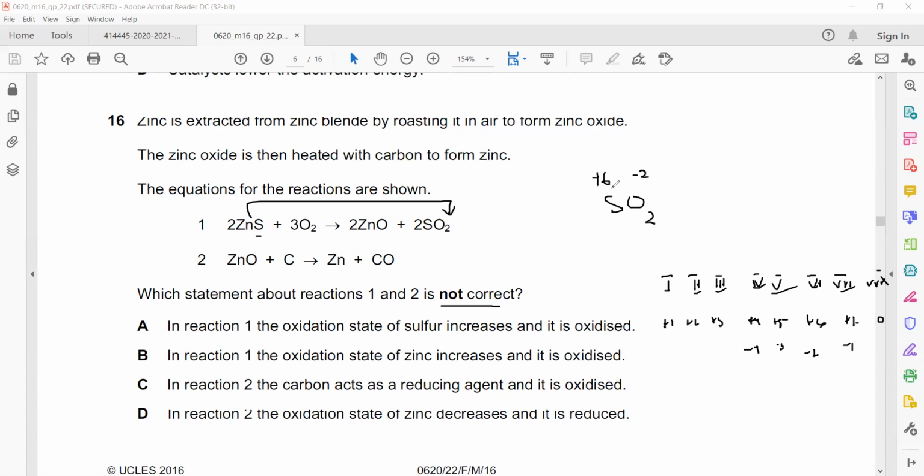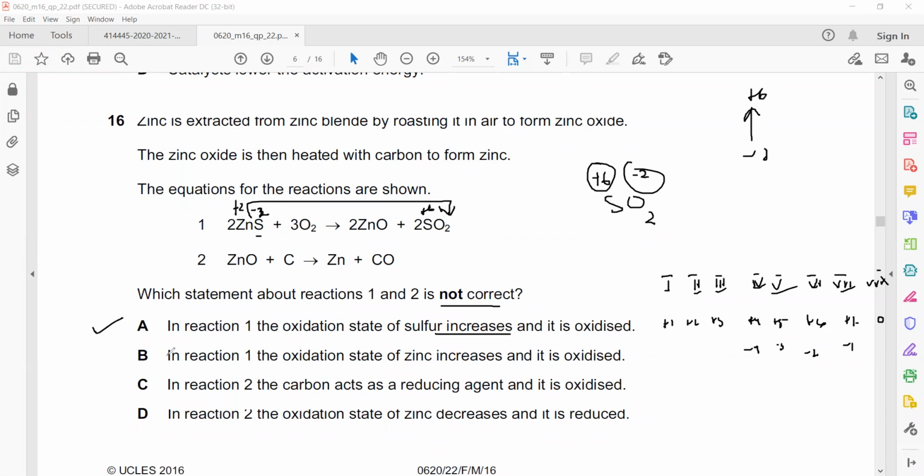The non-metal on the left hand side will have a positive oxidation number and the non-metal on the right hand side will have a negative oxidation number. So when you check this, in reaction 1, the oxidation state of sulfur increases. That's true because here, zinc is +2, sulfur is -2. So from -2, sulfur becomes +6. So -2 becomes +6, it means the oxidation number increases.